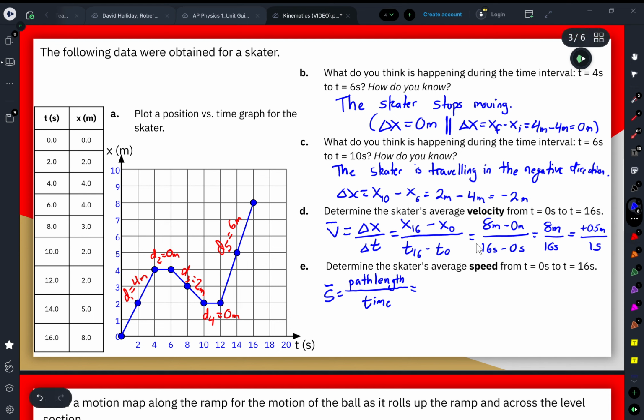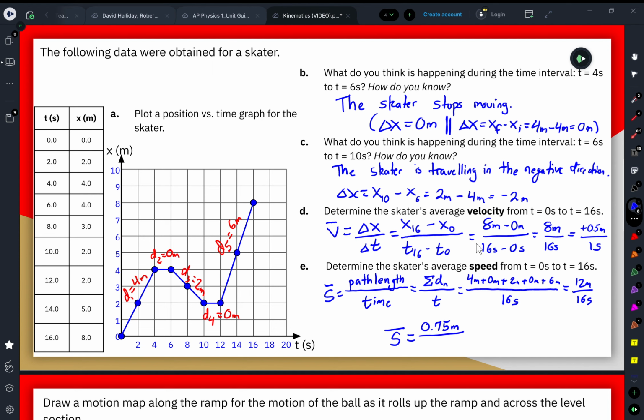Our path length is going to be the sum of all of the distances traveled in that amount of time. So in this case, we can go with the 4 meters plus the 0 meters plus the 2 meters plus the 0 plus the 6 meters. And all of that occurs over 16 seconds of time. So this is going to be 12 meters in 16 seconds, which means that on average our speed is 0.75 meters every 1 second.